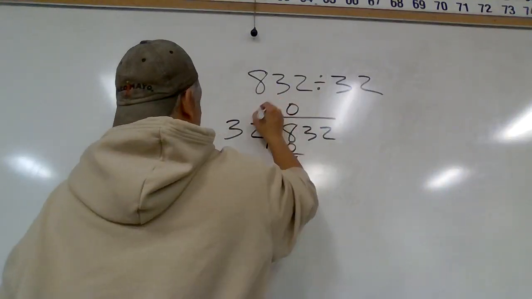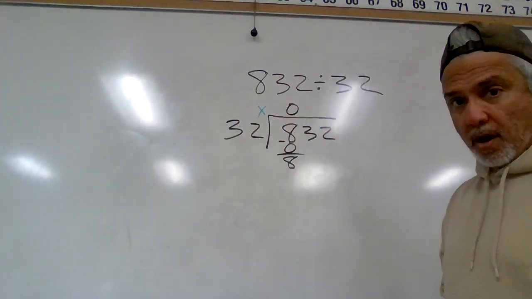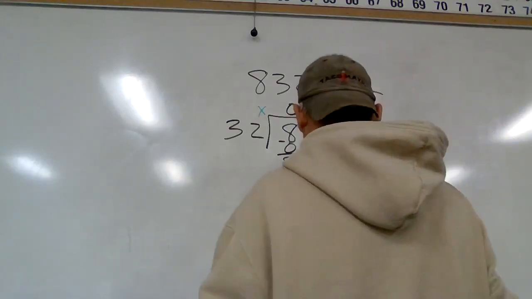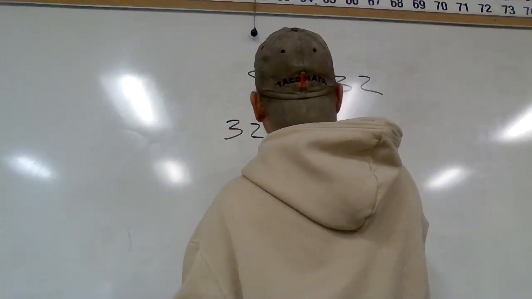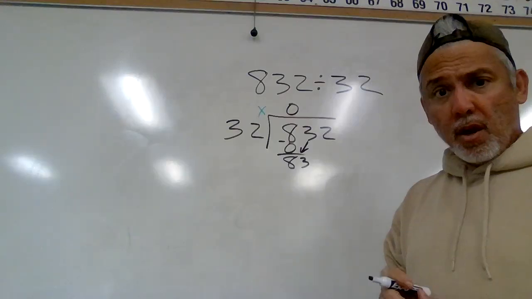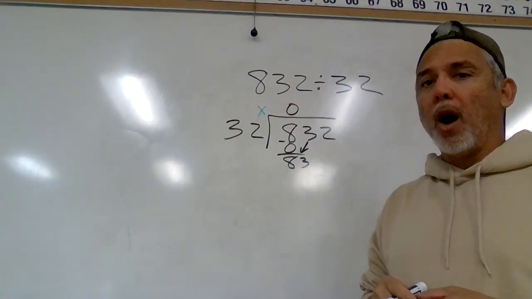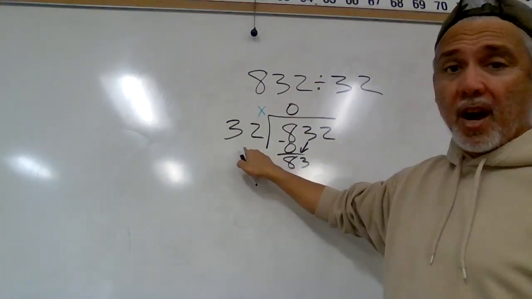I'll put my times right here. And then, am I done? No. I have to bring the 3 down with an arrow. Now, ooh, 83. Ooh, 32. I don't know. Calm down. Who's outside knocking?